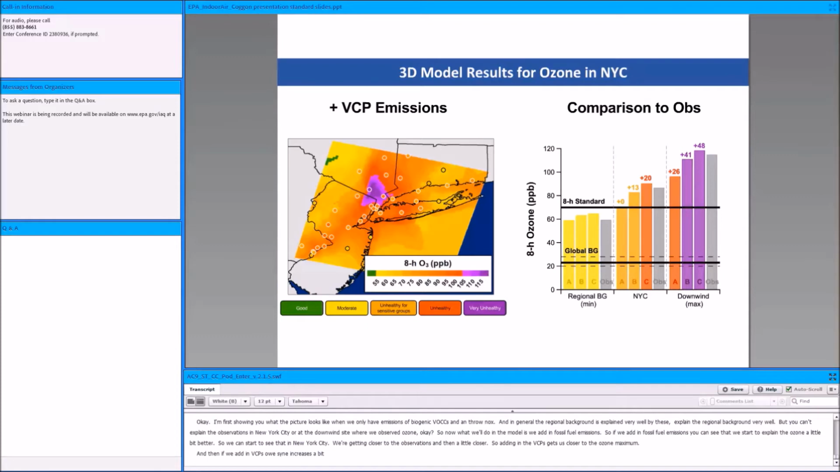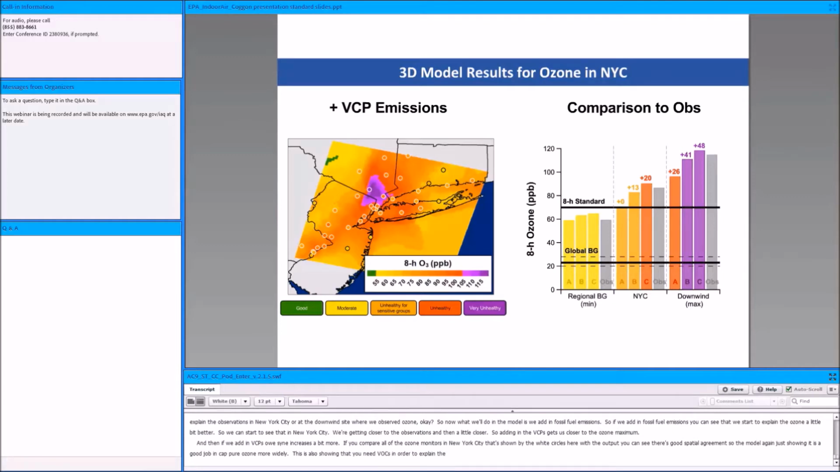If you compare all of the ozone monitors in New York City, that's shown by these white circles here, with the WRF-Chem model output, you can see that there's actually very good spatial agreement. So the model, again, is showing that it's doing a good job in capturing ozone more widely. This is also showing that you need anthropogenic VOCs in order to explain the observations.